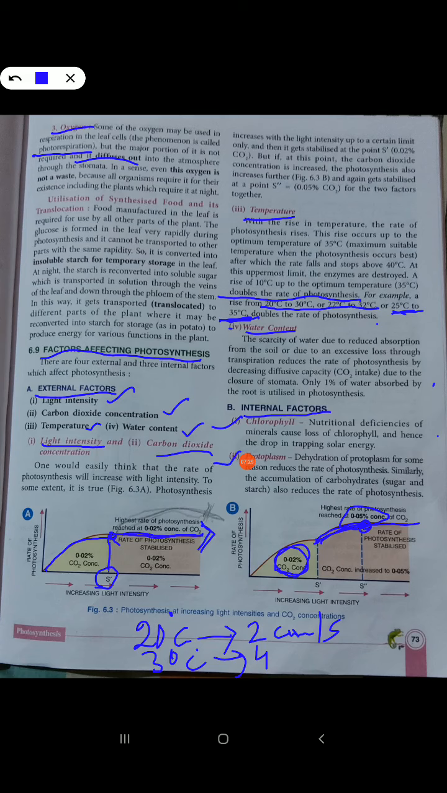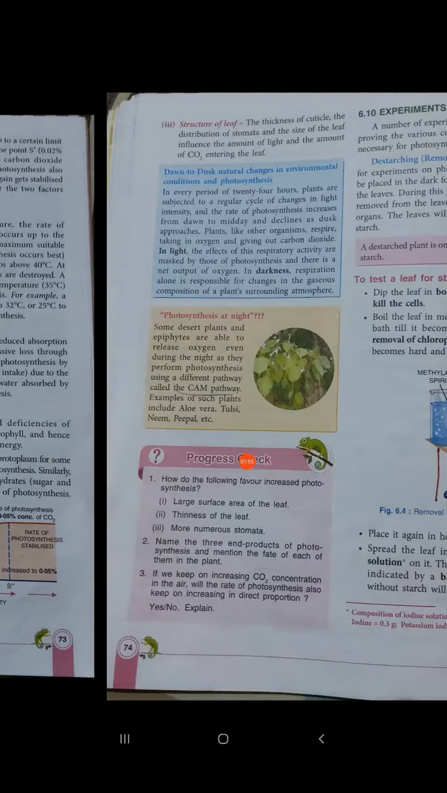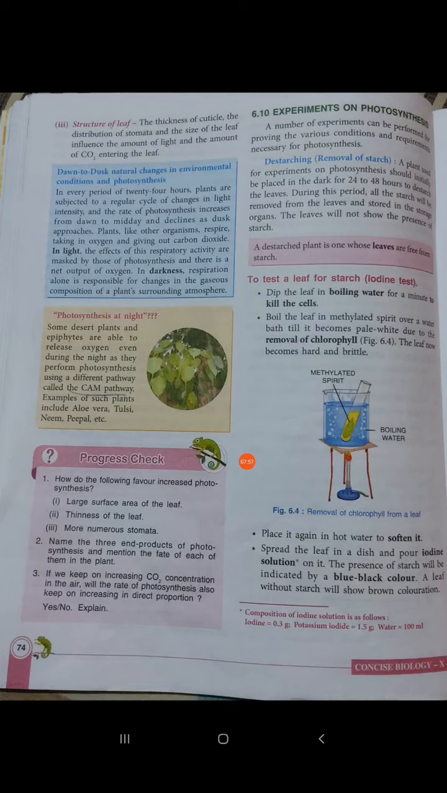Now, dehydration of protoplasm. This is more or less the same as water content, but it is inside the cell. If protoplasm gets dehydrated due to some reason, maybe water is not available, or maybe more carbohydrate is there, then it will reduce the rate of photosynthesis. Now the next internal factor, that is structure of leaf.